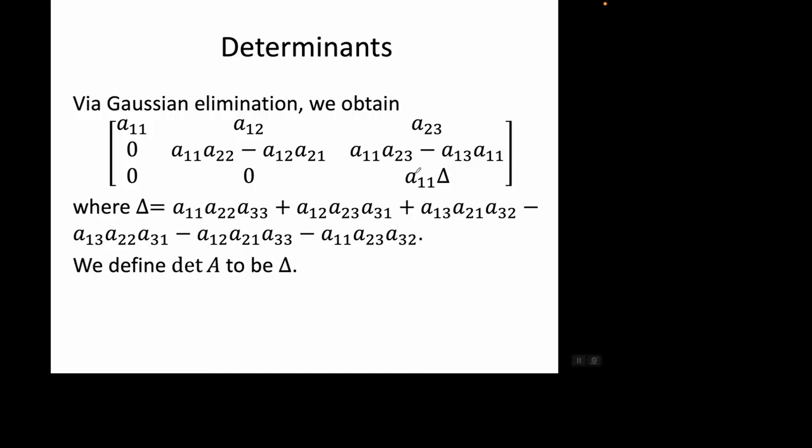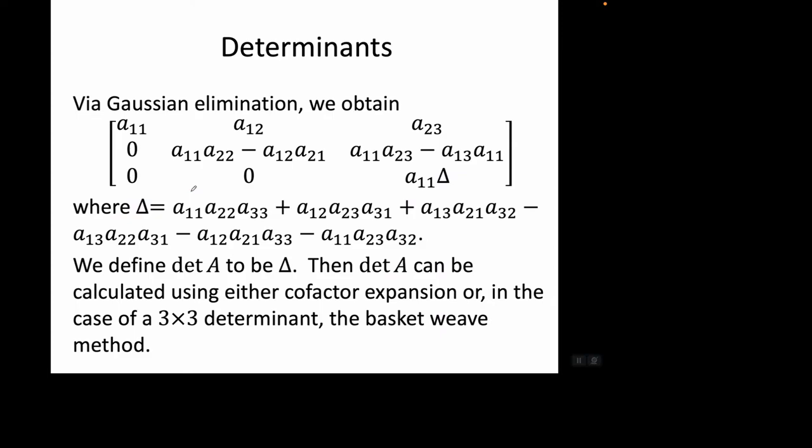We're going to define delta to be the determinant of A. So the determinant of the 3 by 3 matrix A is going to be delta, where delta is this humongous expression. Then the determinant of A can be calculated using either cofactor expansion or, in the case of a 3 by 3 determinant, the basket weave method. We are not going to have to memorize this.